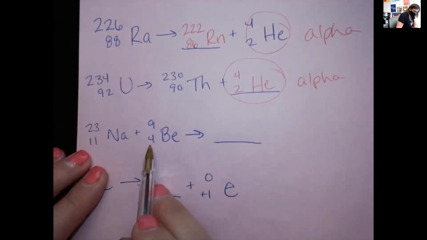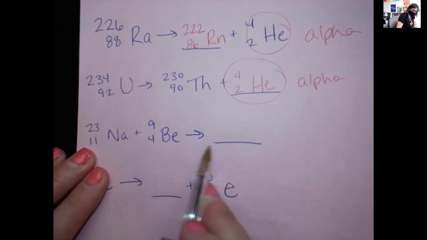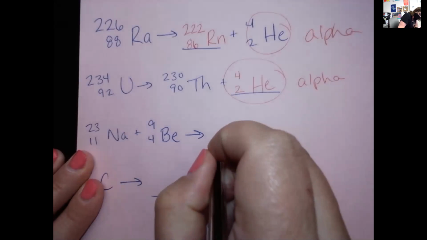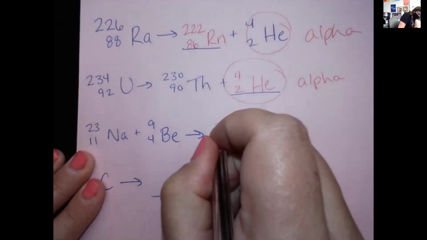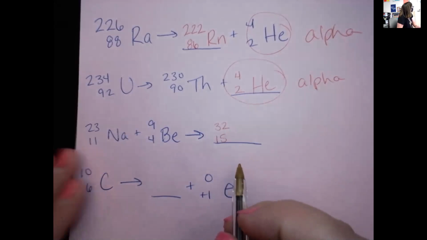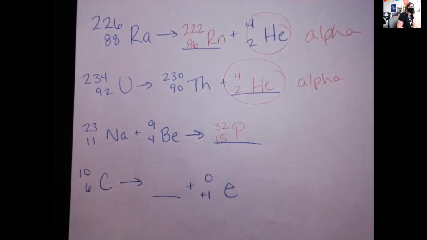Now we've got 2 on the left, only 1 on the right. So these two numbers have to add up to whatever we put over here. So 11 plus 4 is 15. 23 plus 9 is 32. I look on the periodic table. Element 15 is phosphorus. Do you see an alpha or a beta particle on the right side of this one?